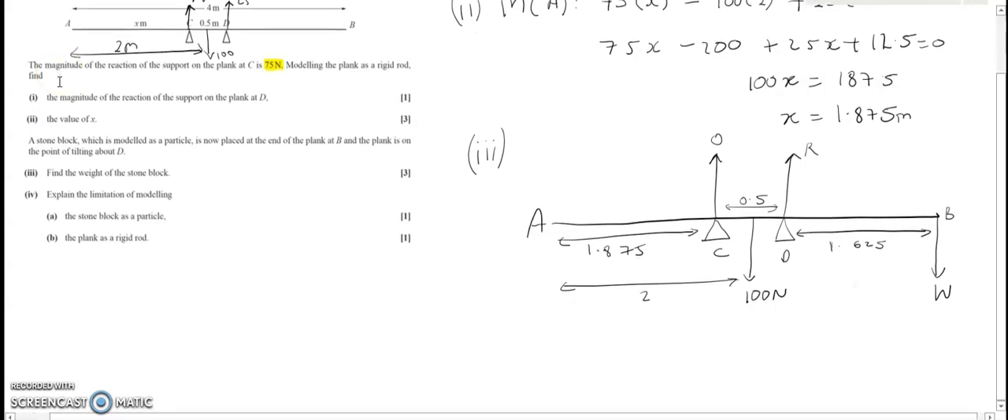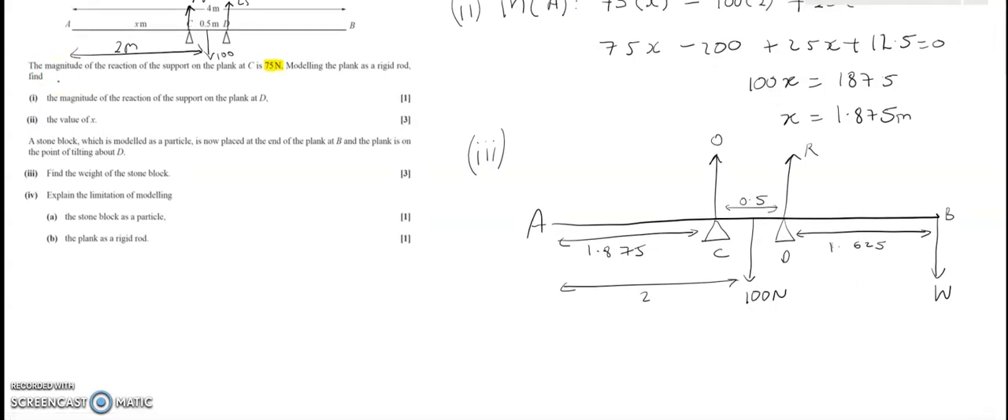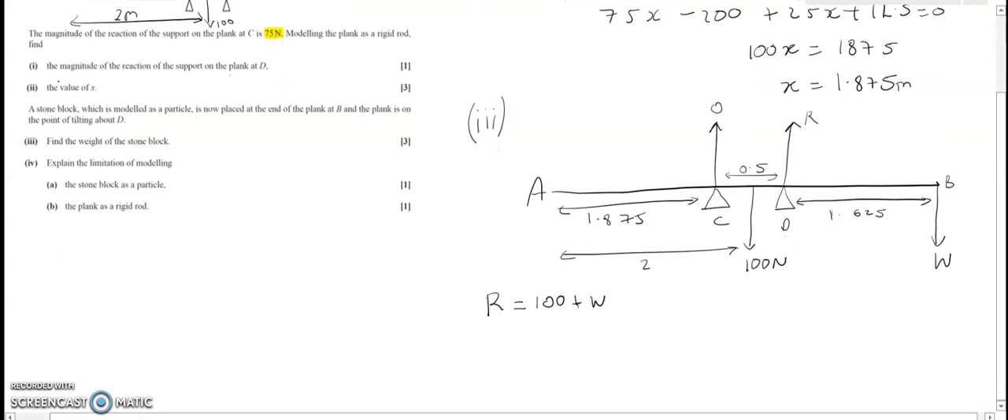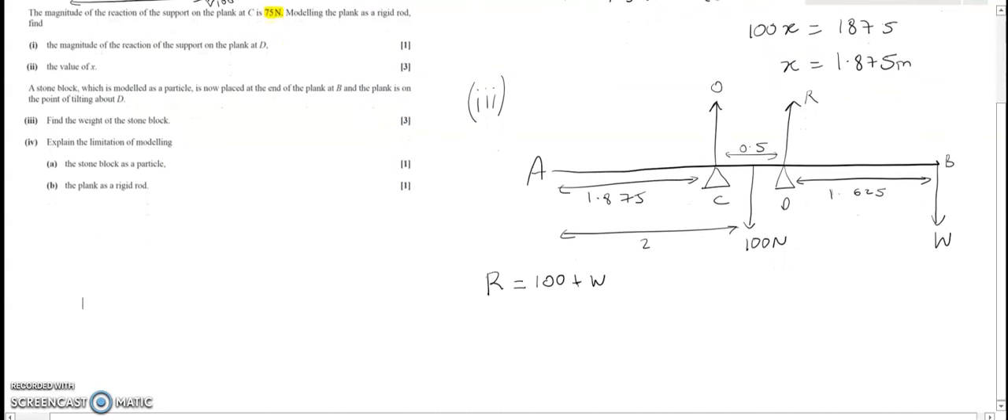So straight away, generally what you can do is just write down upwards equals downwards. So upward force is R, and the downward force is 100 plus W. Now we might use this, we might not use this, but it's a good idea just to write it down. It's quite quick and easy. Right, so I'm going to try and find W. So my R is the only other unknown. So if I take moments about D, then I can ignore R altogether and just find W.